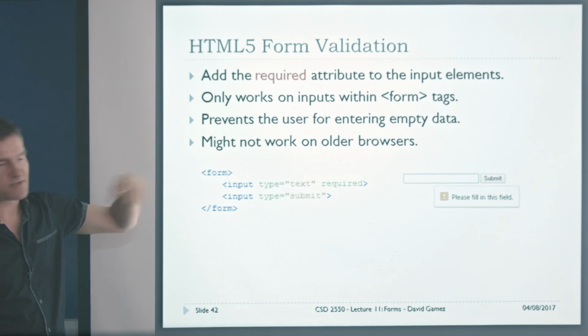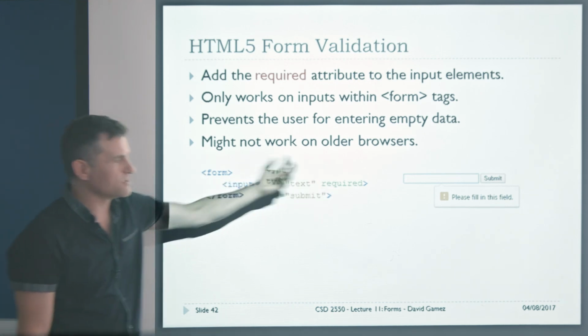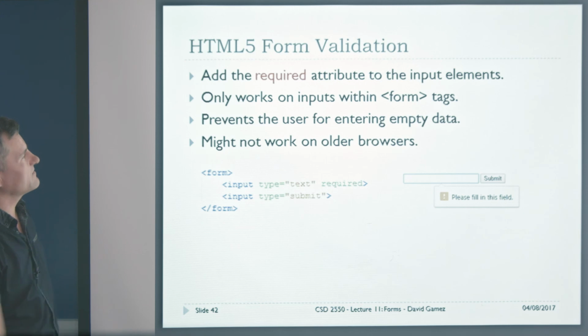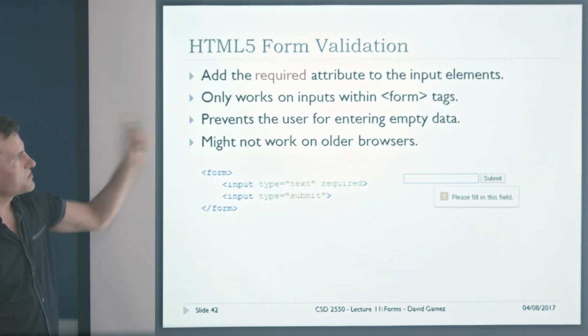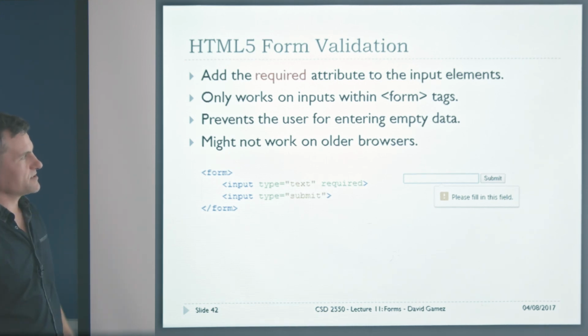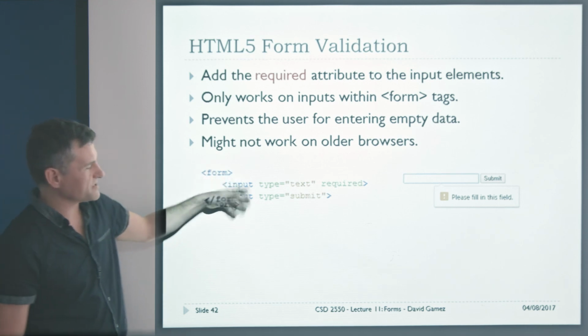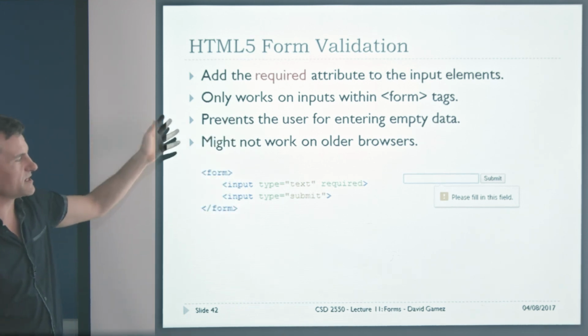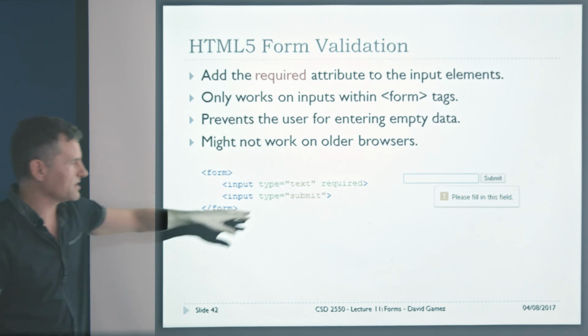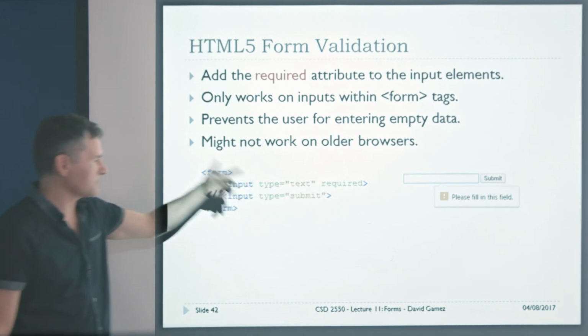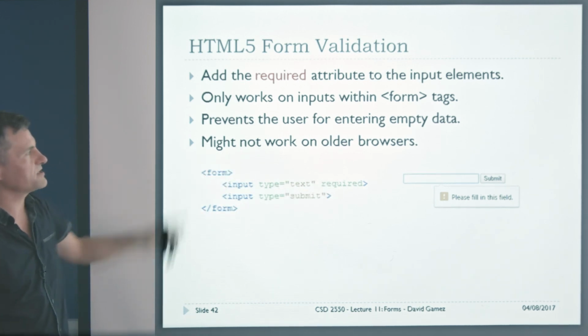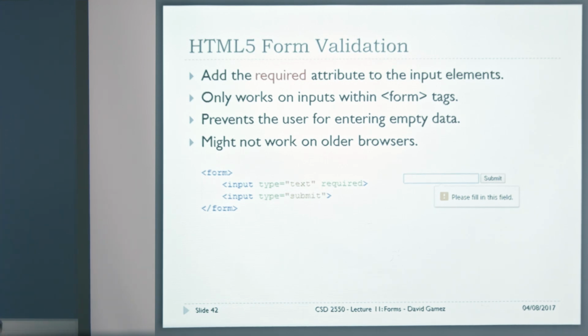But again, that's why JavaScript's useful, because you can check more, you can look inside the text and do more thorough form validation. The trouble with the required attribute is it only works on inputs within form tags. So if you have these inputs in a paragraph, as I described in the quiz example, the validation is not going to work, because required only operates when the HTML5 elements are inside a form tag. Also might not work on older browsers.